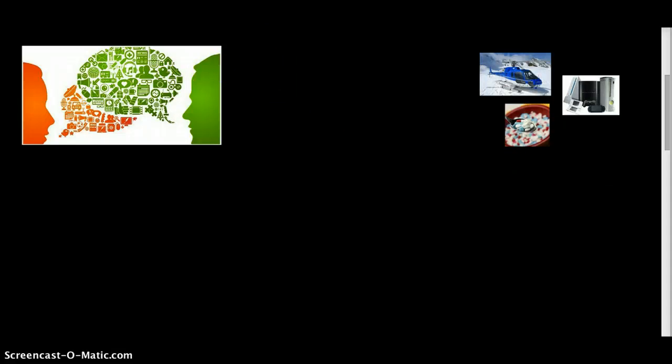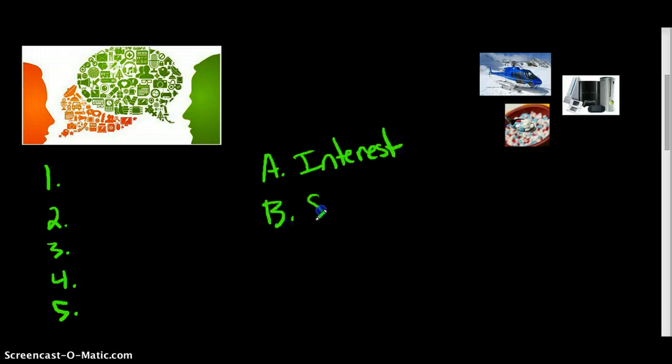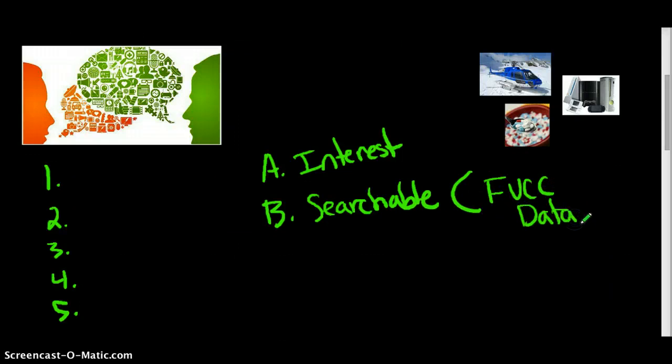Now, what I want you to begin thinking about are 5 topics. You're going to have 5 different topics that you're going to be researching over the next couple of weeks. And each of these topics needs to be, A, something you're interested in, so it needs to have interest for you. B, it needs to be searchable. This is not searchable on the internet, but on the FECC databases, which I'm going to teach you how to use. And C, I think the last thing that's important is it needs to be a narrow enough topic that is reasonable.